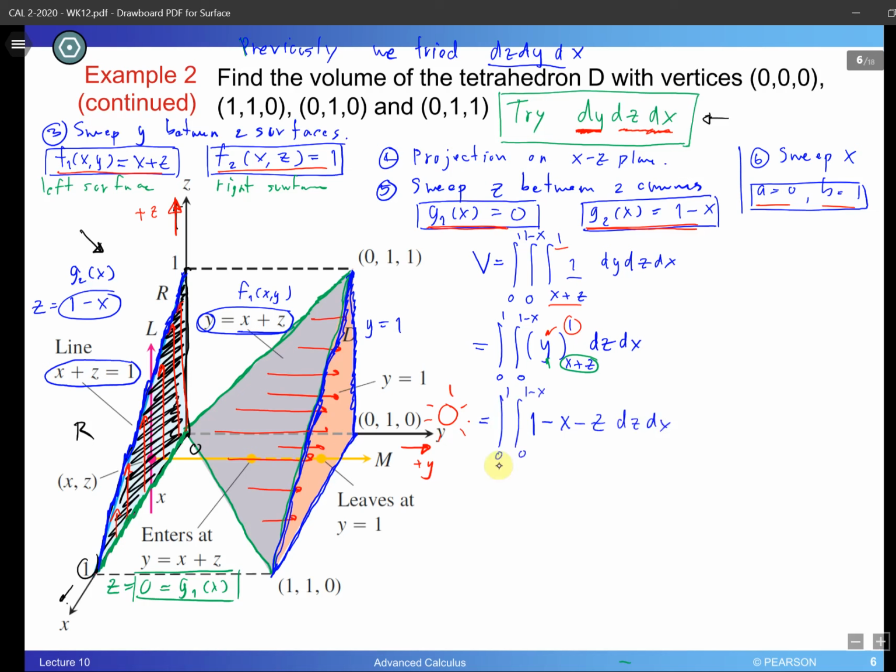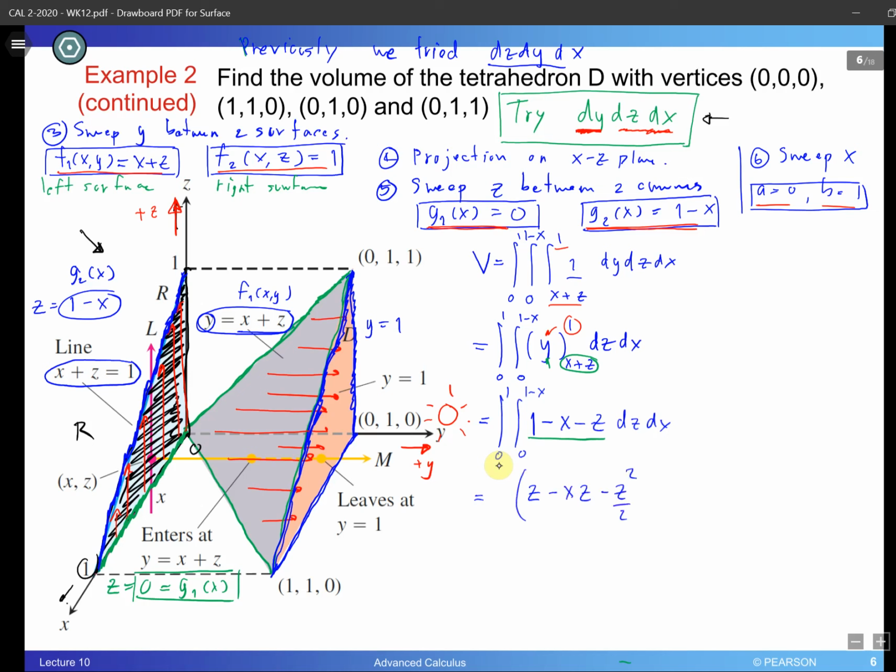Okay, so we are going to integrate this with respect to z. This is a double integral, so we are going to treat x as a constant right now. This is going to be equal to, first term, integrate 1 with respect to z. We are going to get z out of that. Integrate minus x with respect to z. Of course, this is constant to z. We are going to get minus x z. Integrate minus z. We are going to get minus z squared over 2.